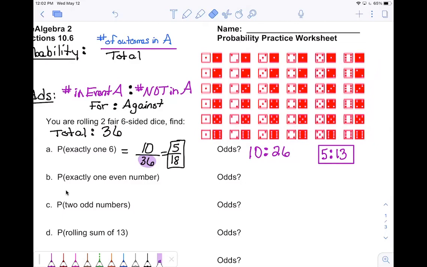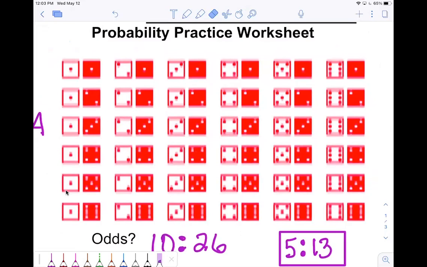Letter B says exactly one even number. So that means when you look at your pairs, remember you're looking at them as a group together. One of the dice should have an even number on it. Only one of them though. So if I look in this first column, so here's my column going down. The first one is a 1 and a 1. Both of those are odd. But the second one is a 1 and a 2. One of them is odd, the other one is even. And that's what we're looking for. So we want one of them to be odd, the other one to be even. So if I go down that column, there's a 1 with a 4 and a 1 with a 6.